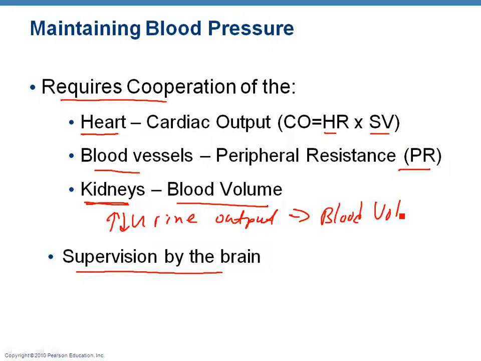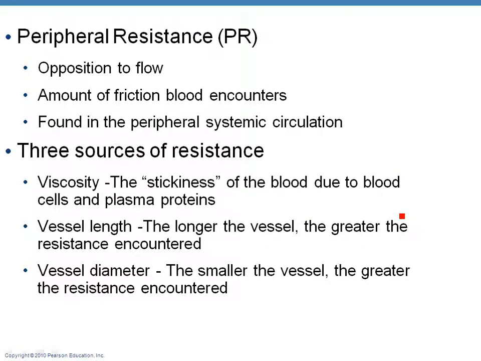Okay, so we know what cardiac output is. We sort of know what the kidneys do. We'll talk about that more later on in 202. Let's talk about what peripheral resistance is. Okay, basically it's opposition to flow. It's the amount of friction that the blood encounters as it goes through the peripheral circulation.